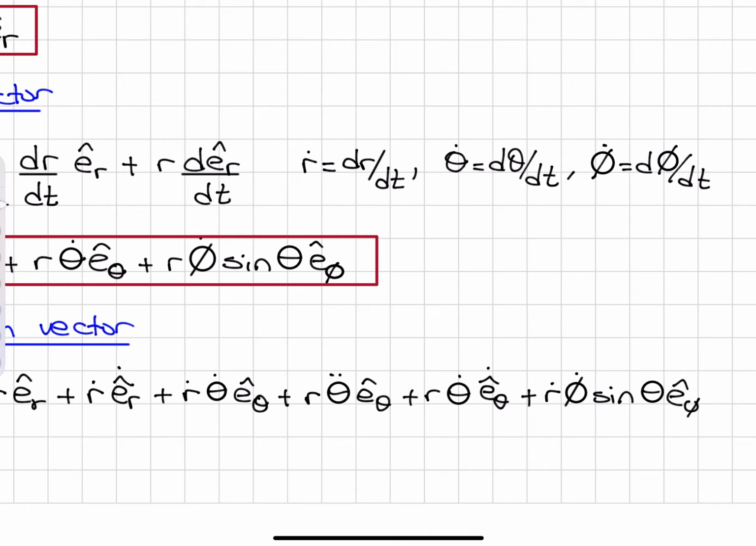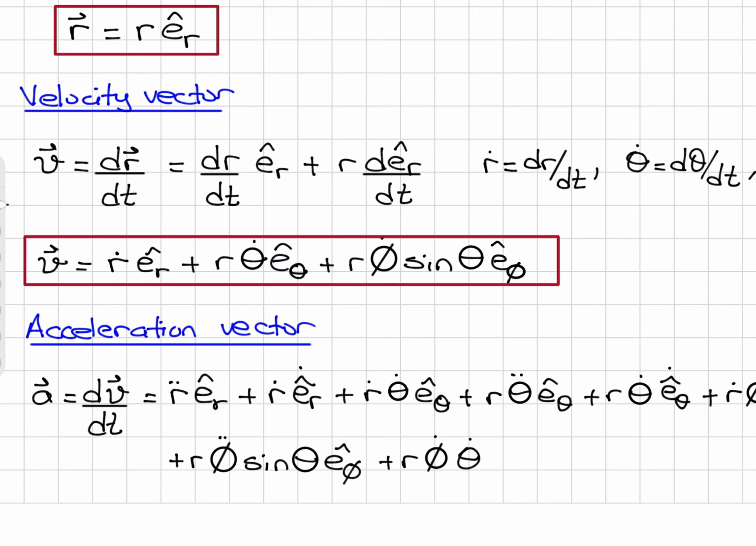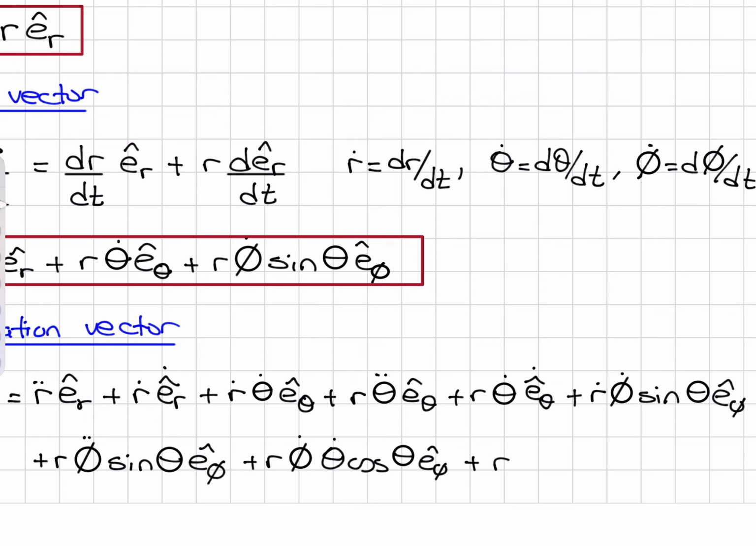e phi hat, and then we have to take the derivative of phi, so we have plus r phi double dot sine theta e phi hat, and then we have r phi dot, we have to take the derivative of sine theta, so we'll get theta dot cosine theta e phi hat, and finally we will have r phi dot sine theta e phi hat dot.